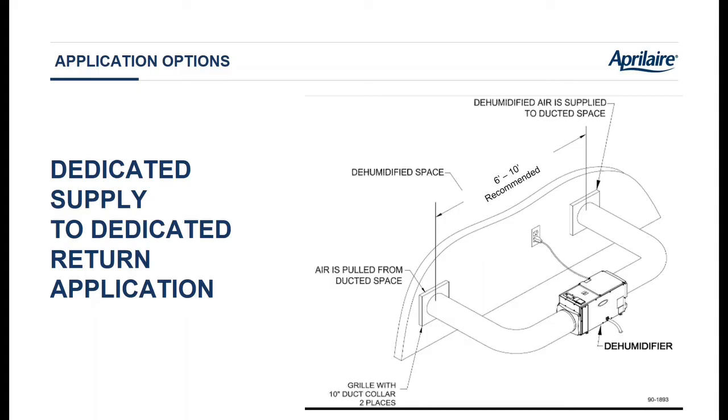So here's a close-up view of that remotely located unit with dedicated inlet and outlet ducts and grills. So we're dehumidifying the space behind that wall. And I would say, it says 6 to 10 feet. I would say keep it 10 feet apart. Why would you risk short cycling it? You want to dehumidify that space. So 10 feet.